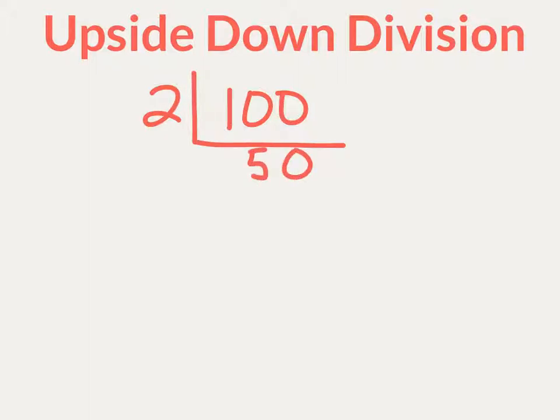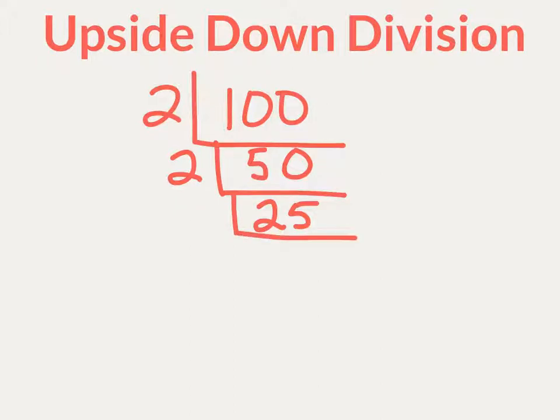Can we divide this by 2? Yes. 50 divided by 2 is 25. Now we can no longer divide by 2 because 2 will not go into 25 evenly. Can we try 3? Well, 3 won't go into 25 evenly either. But the first prime number that will is the number 5. 25 divided by 5 is 5.